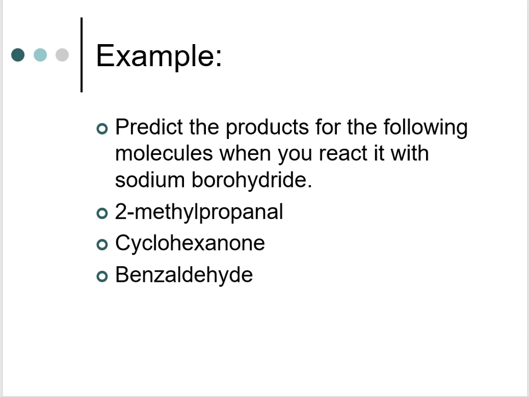All right, so here's an example problem. Predict the products for the following if you react them with sodium borohydride. So 2-methylpropanal, cyclohexanone, and benzaldehyde. So those are the 3 examples that they want you to do. Take a stab at them, see what you come up with, react these 3 with sodium borohydride, predict your products, name everything if you can, and then come back in the next video and double check your answers. Did you get them correct? And if not, where did you mess up? So those are the 3 examples that we'll work on in the next video when you come back.